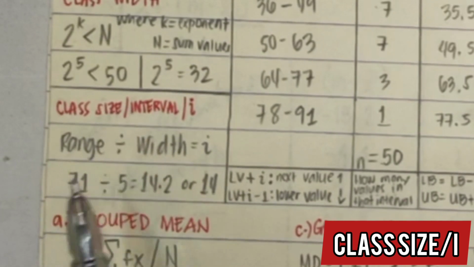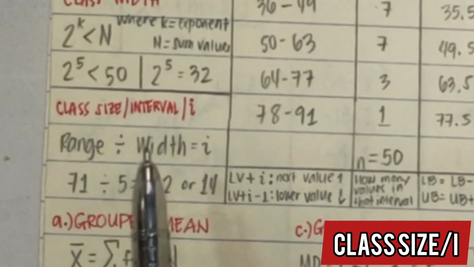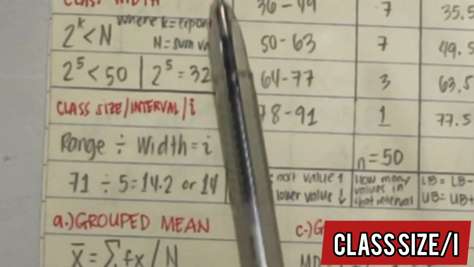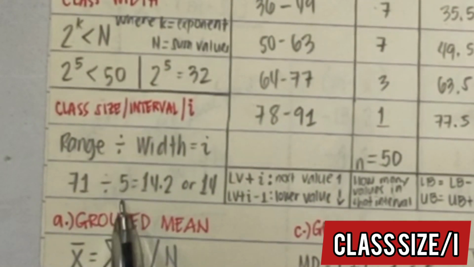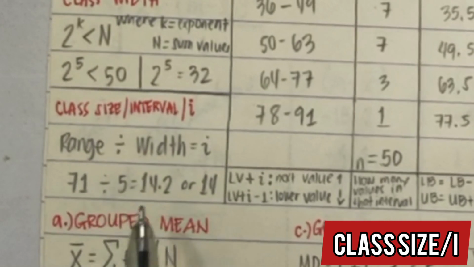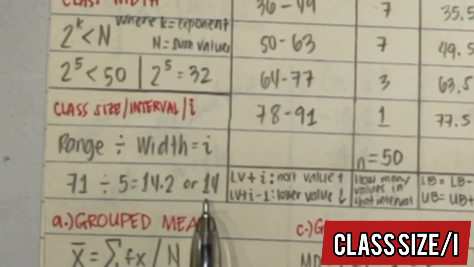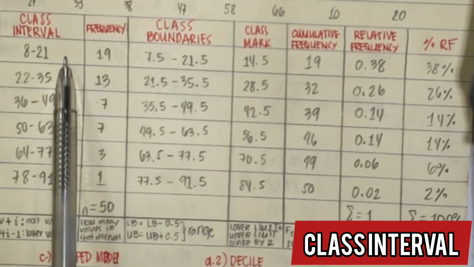So our class width is 5. Moving on to our class size or interval, or I. The formula is range divided by width. So our range is 71 divided by our class width of 5, which equals 14.2, or in this case, we're going to use 14. So then we can create our class interval column.